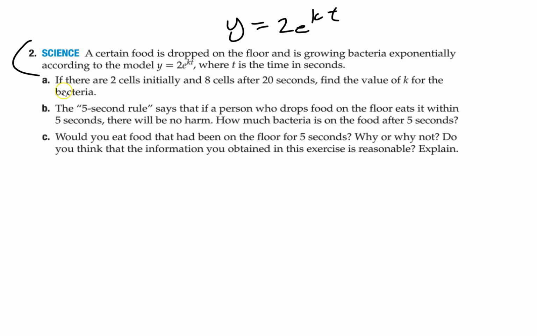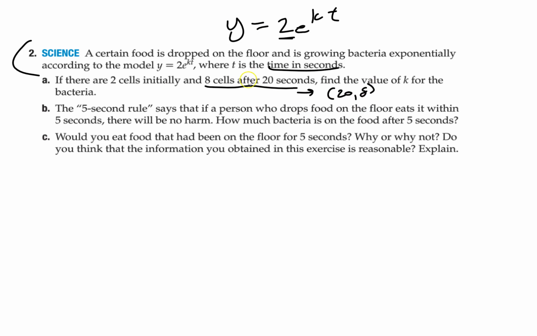Look what it says here. If there are 2 cells initially, hence the 2 right there, that makes sense, and 8 cells after 20 seconds, find the value of k. So what's going on here? This is a point, right? You're plugging in time and you're getting the number of cells. So this is a point: in seconds, 20, 8.